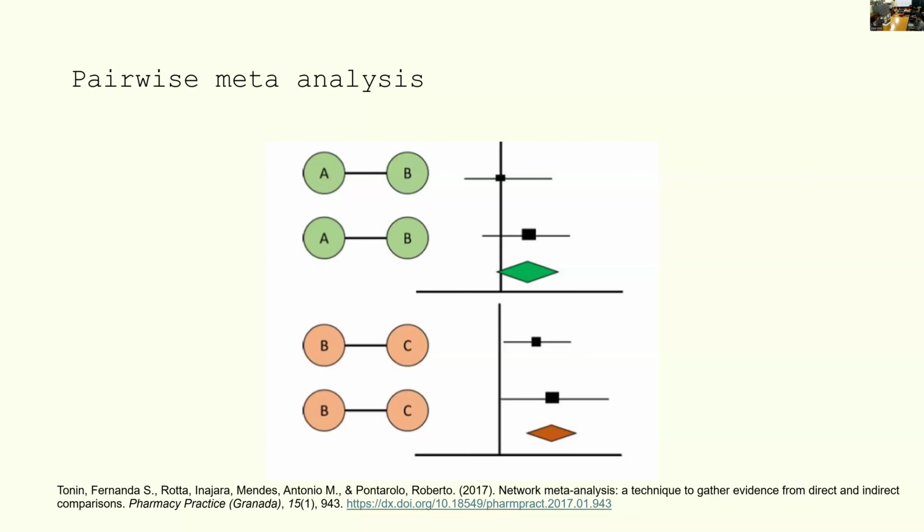In the top meta-analysis, you're looking at many studies, you're comparing two interventions, that is A and B, and you have an overall effect size. In the bottom systematic review and meta-analysis, you're taking studies which have compared two other interventions, that is B and C, and each of the studies has its own effect, and you have a combined effect. This is called a pairwise meta-analysis, which is what we all are very used to.